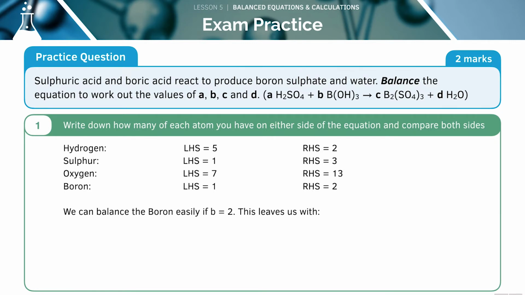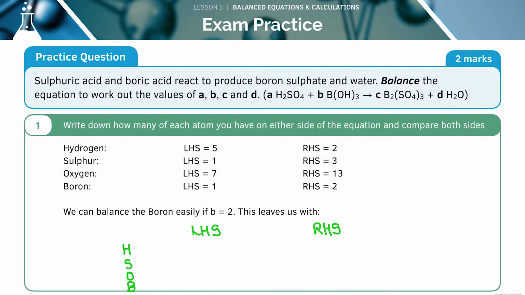We can balance the boron easily if B equals 2. This will leave us with the following. So again, we're going to have our left-hand side and our right-hand side. So we've got hydrogen, we've got sulfur, we've got oxygen, and we've got boron.